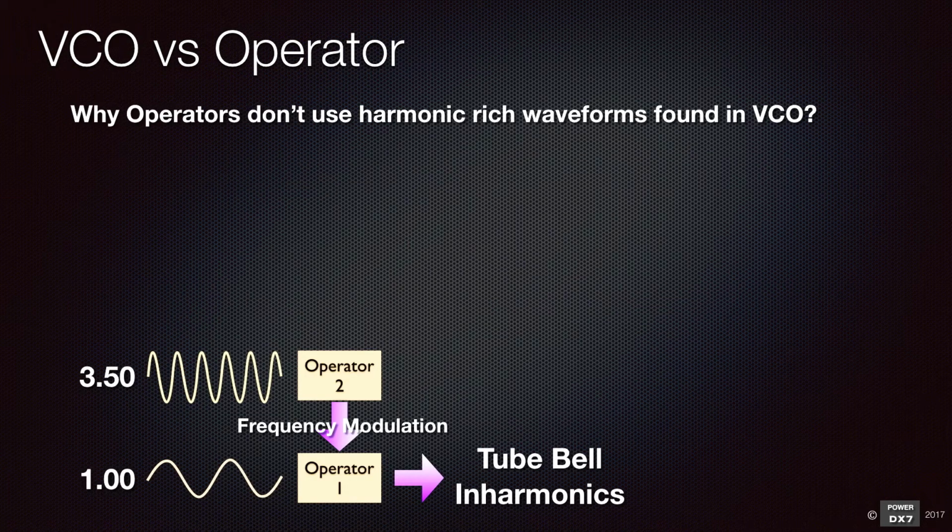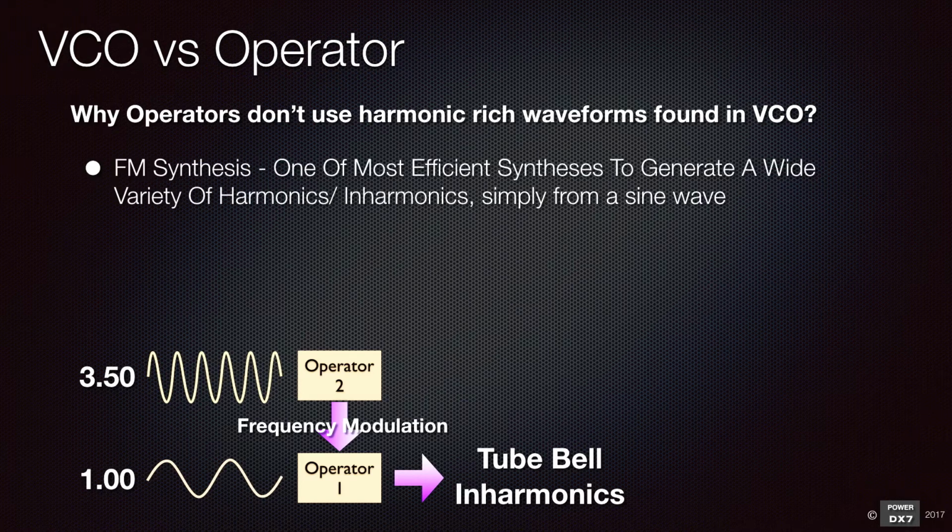So why do we only use a sine wave or less harmonic waveforms for FM synthesis? The answer is that FM synthesis is one of the most efficient synthesis methods to generate a wide range of harmonics and inharmonics simply from a sine wave.